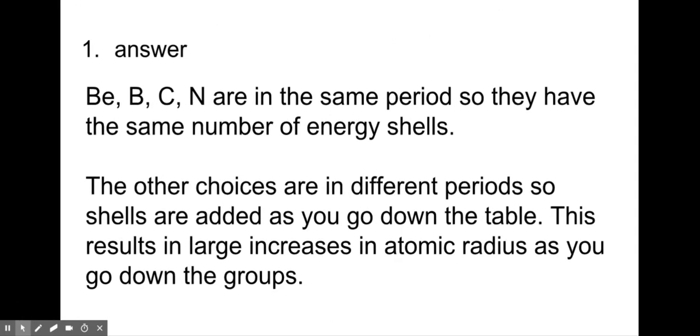Well, beryllium, boron, carbon, and nitrogen are in the same period, so they have the same number of energy levels, or energy shells. And that means that their radii aren't going to change a whole lot compared to elements that are in different periods. The other choices, B, C, and D, show elements that are in different periods, and as you go down the periodic table through groups or even diagonally, you're going to be adding energy shells, energy levels, and that's going to make the atomic radius large very quickly.